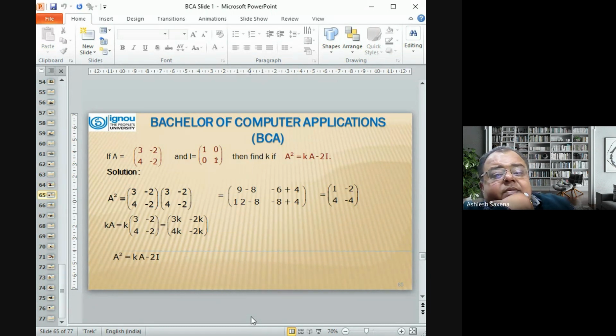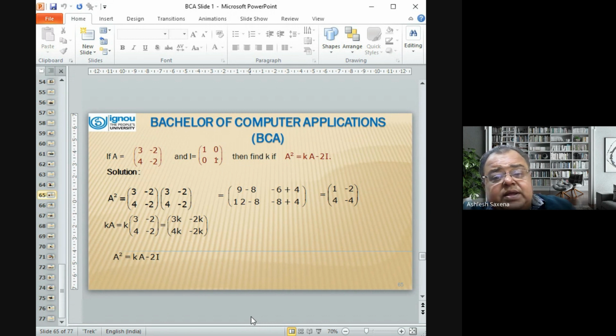Now, another problem is there. If A is this matrix and identity I is the matrix, keep one thing in mind. If only I is written, you have to assume I as of the same order as A or B or C, whatever the problem is, you have to take the same order. Since your A is a 2 by 2 matrix, I will be a 2 by 2 identity matrix. That means identity matrix is a matrix in which diagonal elements are 1 and all other elements are 0.